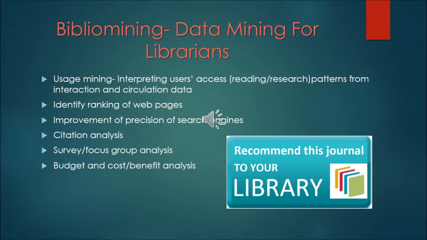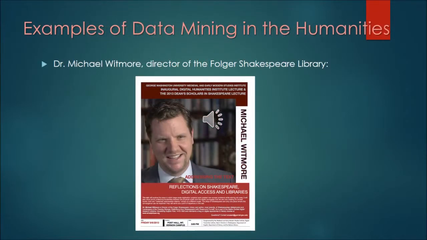It can recognize the intellectual structure of works by analyzing how authors are cited together, and it can look at surveys and focus groups to analyze what they want in the future, as well as budget and cost-benefit analysis. So those were some examples of how data mining could be used in any typical library. Here are some examples I found of less than typical libraries.